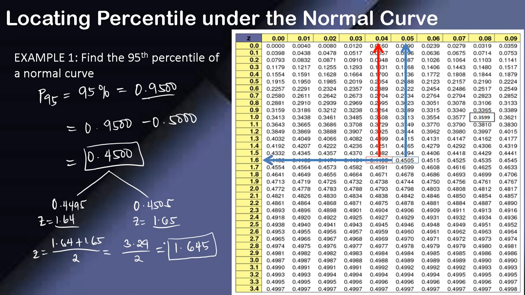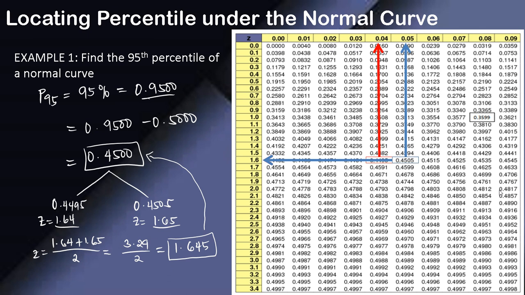1.645. So, sir, hindi po ba ira-round up or i-retain? Hindi po. Bakit? Kasi ang hinahanap natin ay 0.4500. Ibig sabihin, ang Z score ng 0.4500 is 1.645. Okay? Since hindi ninyo siya nakikita sa Z table. So, sana nagets po ninyo. Okay?